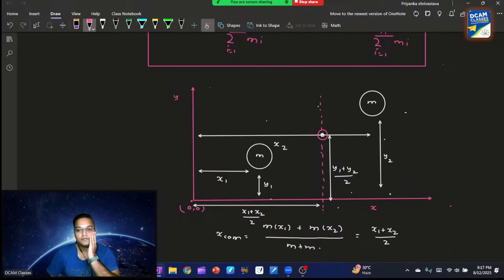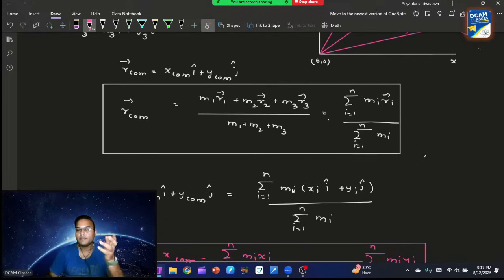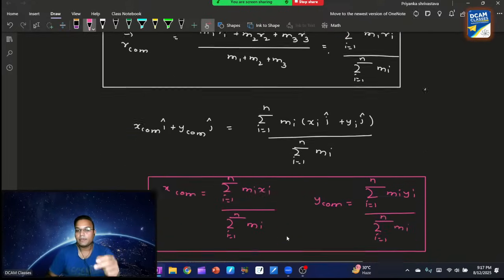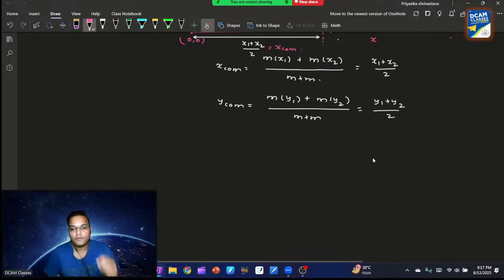Understood? Yes, sir. This is how we make use of this formula. Now I'll be giving you a question. This is very simple. You only have to remember these two formulas. The pink one I have told you. Let me give you some easy questions, and then I'll tell you the uniform mass distribution, which is somewhat difficult.